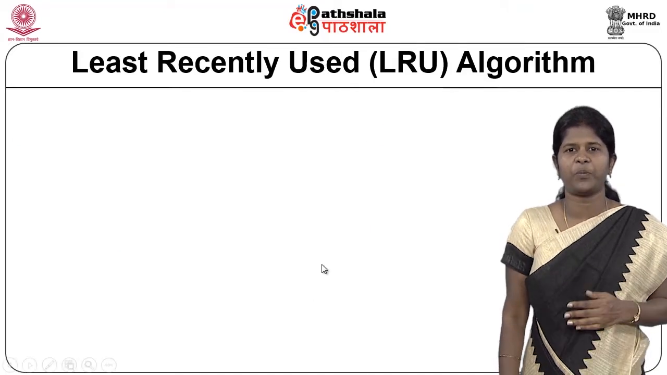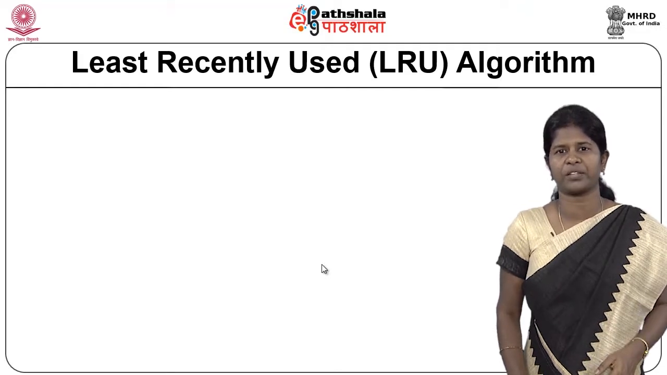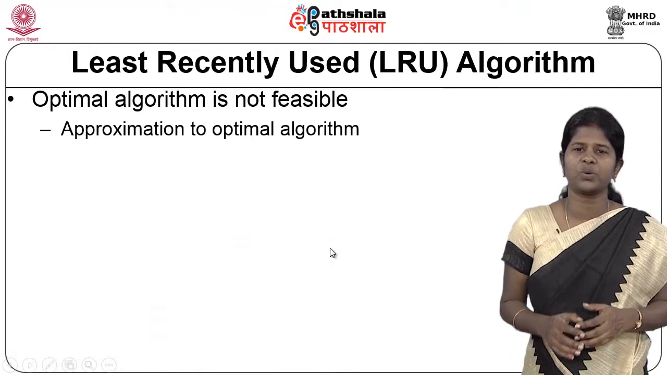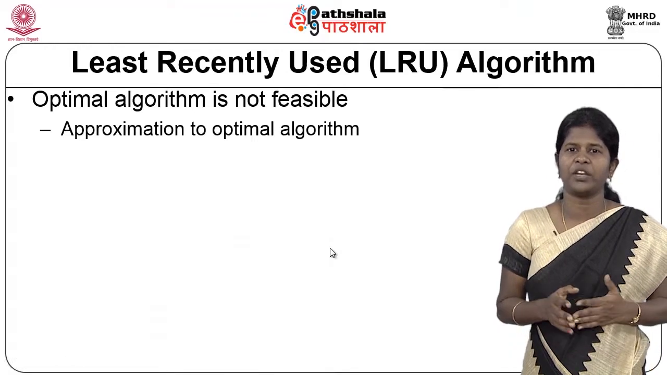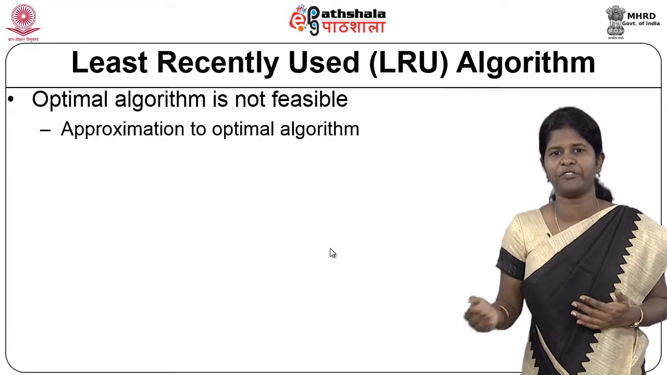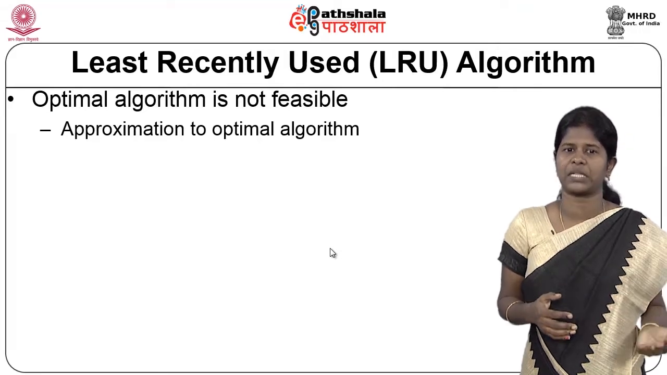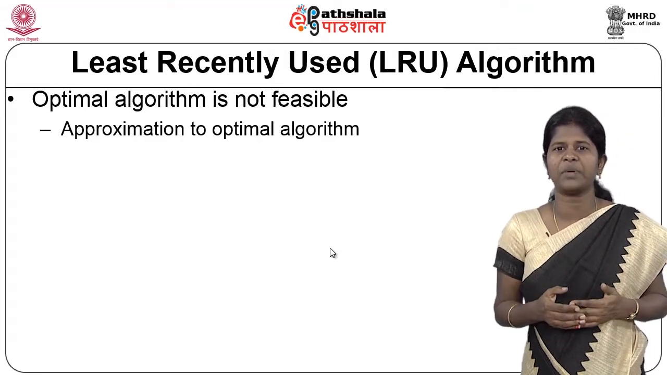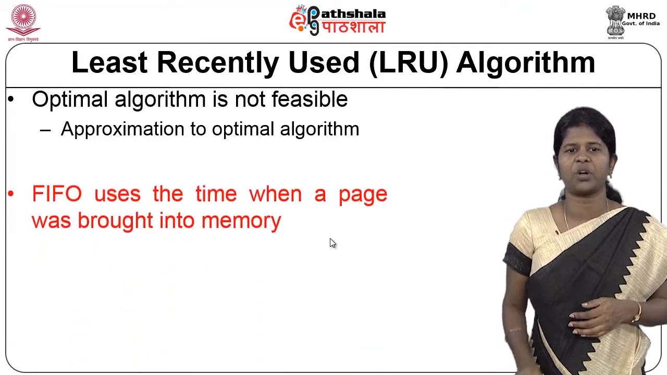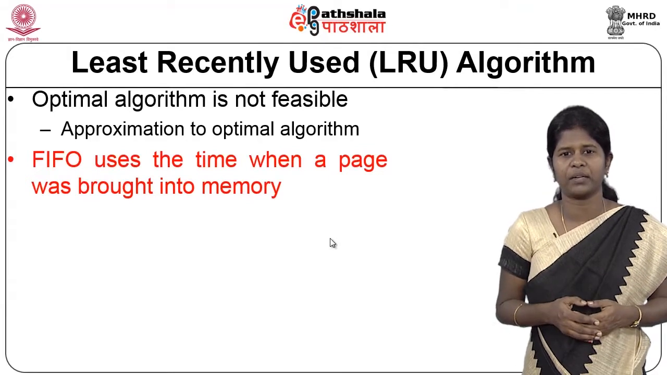And then they came up with another algorithm called the least recently used algorithm. This algorithm is very similar to the optimal algorithm. In the optimal algorithm, you look at what will happen in the future, you need to know what will happen in the future. Here you find out what had happened in the past. So, this is an approximation to the optimal page replacement algorithm, because the optimal algorithm is not feasible, they came up with this LRU algorithm.